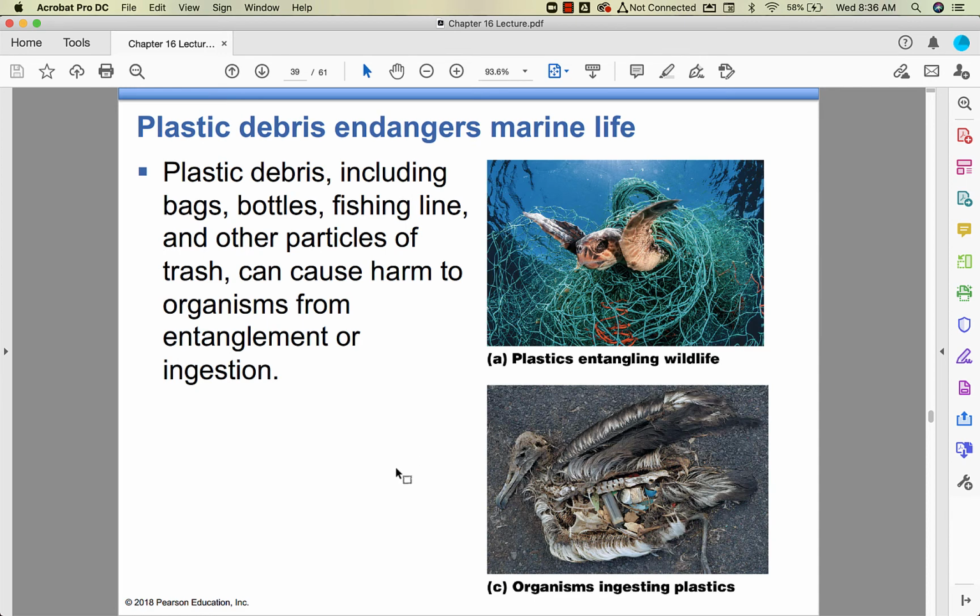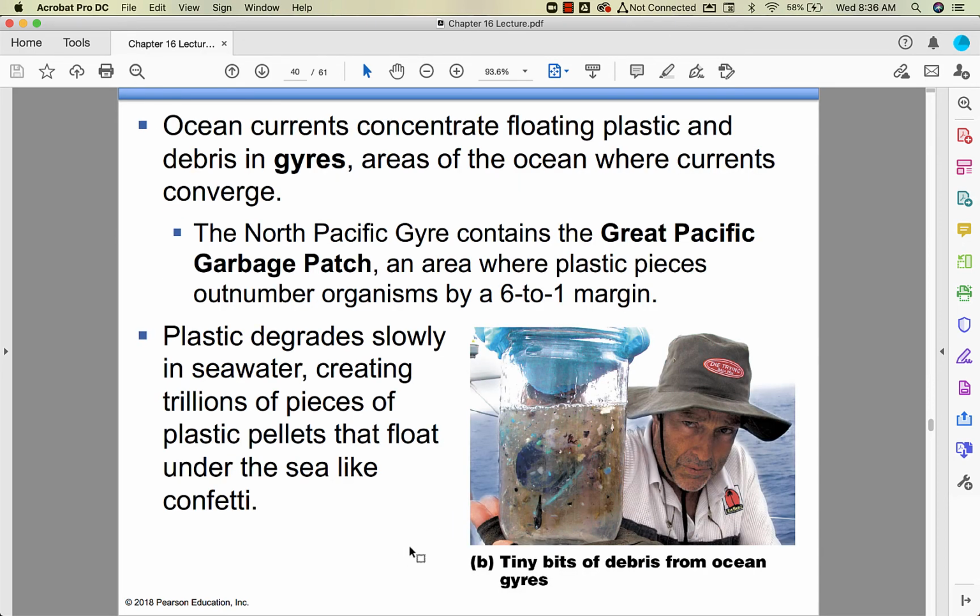This makes me sad. So, whether it's bottles or straws or anything, marine creatures can get entangled. They can ingest it. That's an albatross, which makes me very, very sad that this is happening. Yeah, it's awful. So ocean currents concentrate floating plastic in the middle of their circulation called gyres.